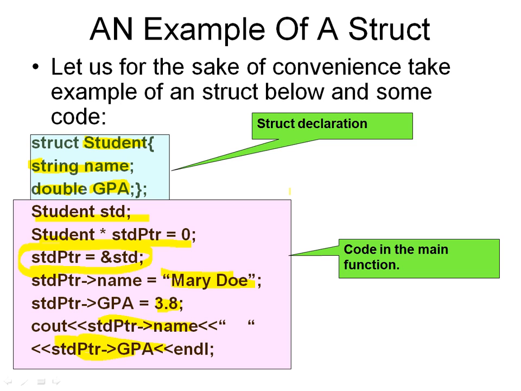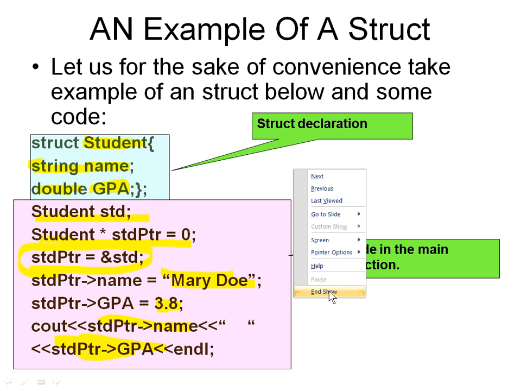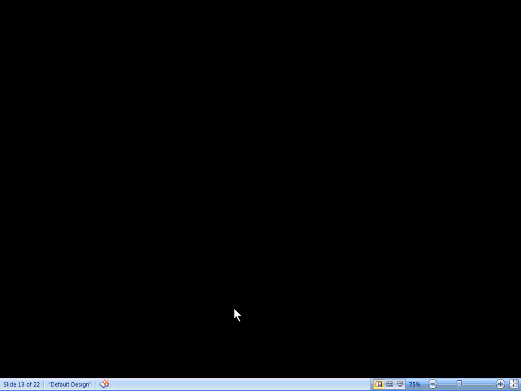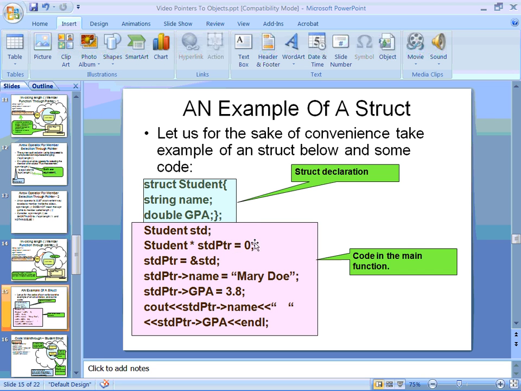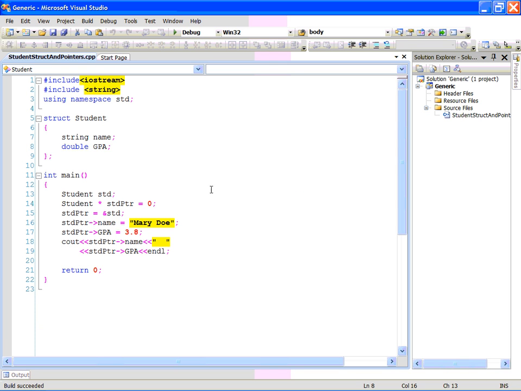It's going to take me a couple of seconds to get the code compiled again. Let me do that. Okay, let's see this code in Visual Studio. I declare a student object. This is my struct student. Create a pointer to it.